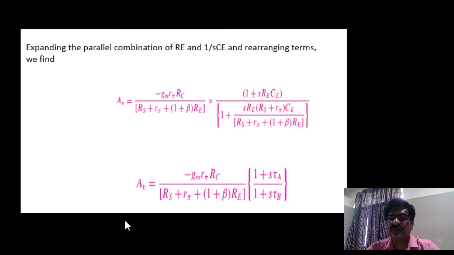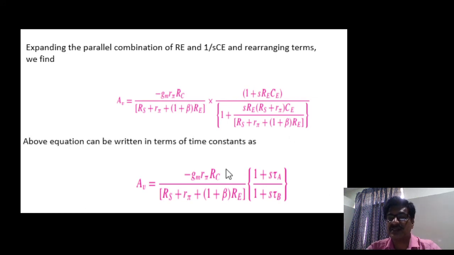Therefore, you can express the voltage gain in terms of time constants. In terms of time constants, we can express it like this. This part of the expression represents (1 plus s tau a) divided by (1 plus s tau b). Okay, where this part represents the magnitude, the maximum value of this gain.